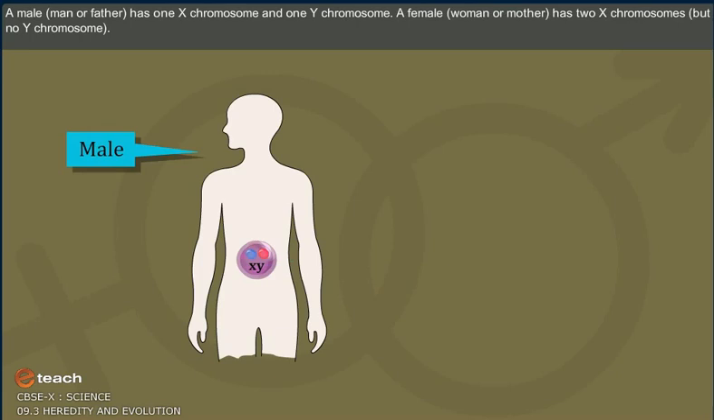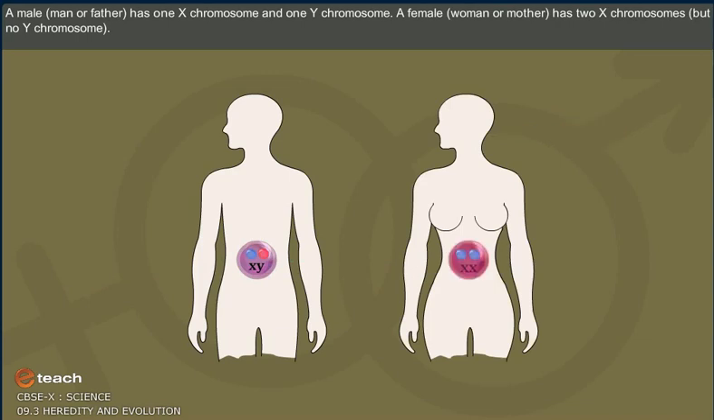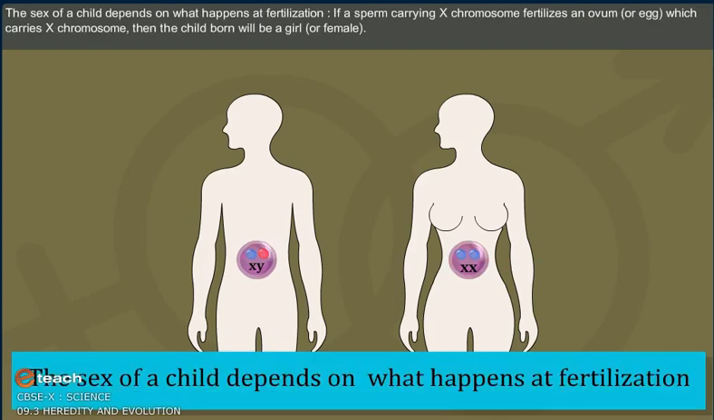A male, man or father, has one X chromosome and one Y chromosome. A female, woman or mother, has two X chromosomes but no Y chromosome. The sex of a child depends on what happens at fertilization.